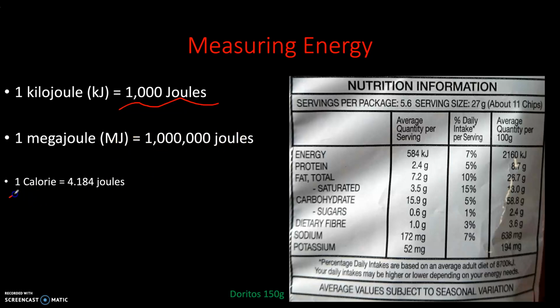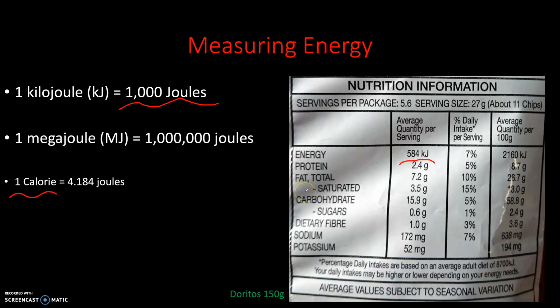You might run into calories as well, particularly if you've got maybe an American packaging piece of food. The Australian packaging always uses kilojoules, but you might run into calories as well. And 1 calorie is equal to 4.184 joules.